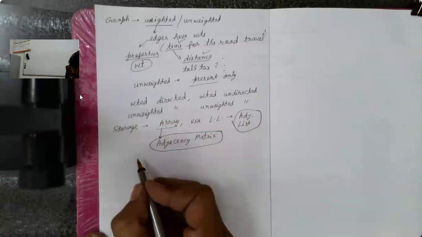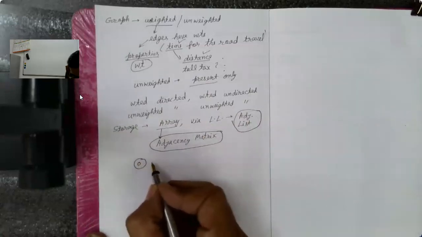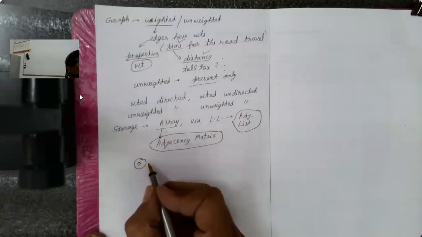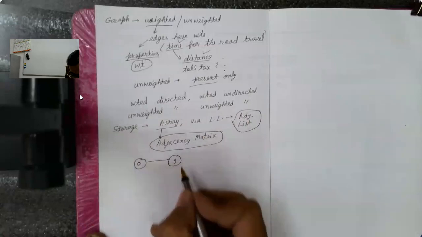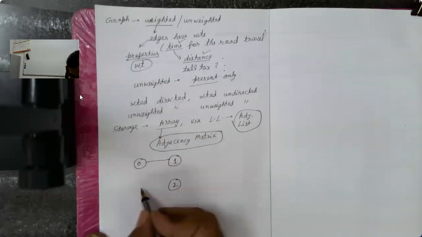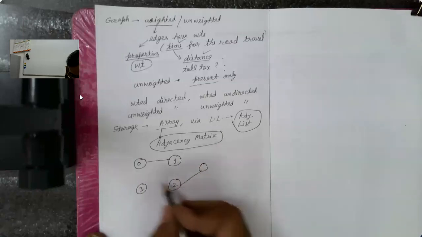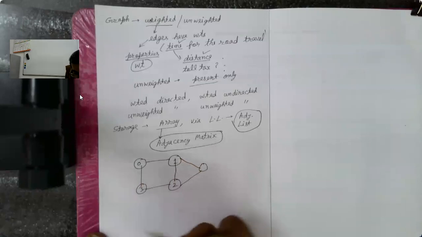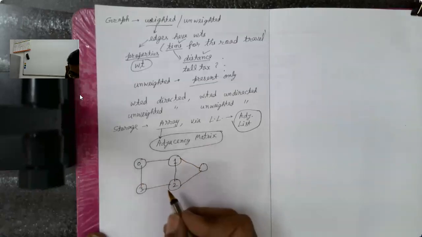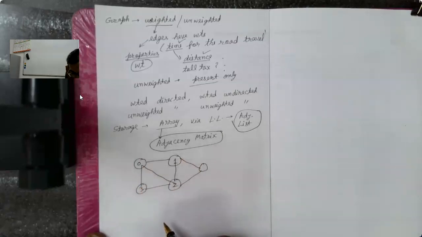For understanding this, let's take a simple graph. We will be numbering the vertices from 0 to n minus 1, as we always use mathematically and in programming. So let's say I have vertices 0, 1, 2, 3, 4, and there is some connectivity. Currently, I'm taking an unweighted, undirected graph. Of course, later we will change it. So it is an unweighted, undirected graph, and maybe I have a connection like this.